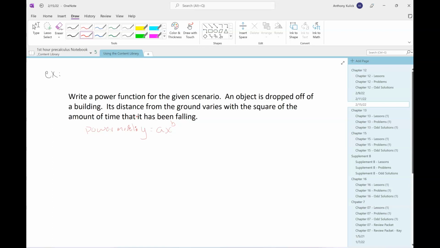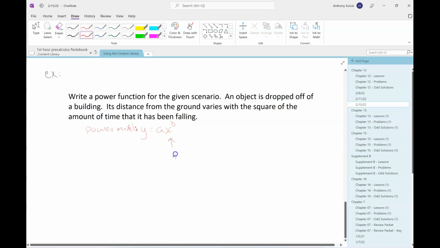Yeah, I think the distance is going to depend on the time. How long the object is falling is going to dictate how far it is from the ground, right? So this is going to be our time, and this is going to be our distance. Everybody's okay with that?